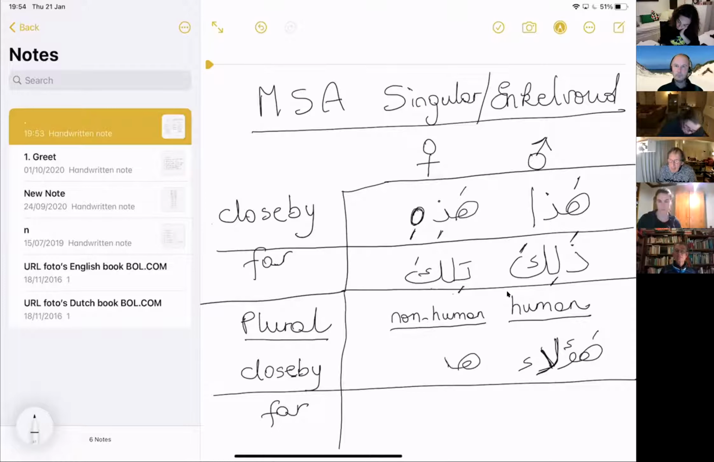If what I'm pointing at is non-human, so things or animals, then هذه is used. What is هذه? It's the singular feminine, the same as this one. So the plural of things, non-humans, in Arabic is considered singular feminine. I will say this also in Dutch: het niet-menselijk meervoud wordt beschouwd in het Arabisch als enkelvoud vrouwelijk. Daarom is هذه gebruikt. So if you want to say these books, you say هذه الكتب.